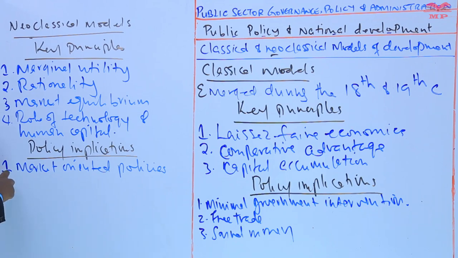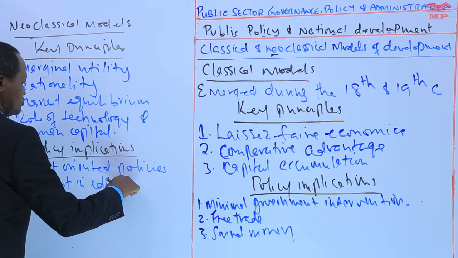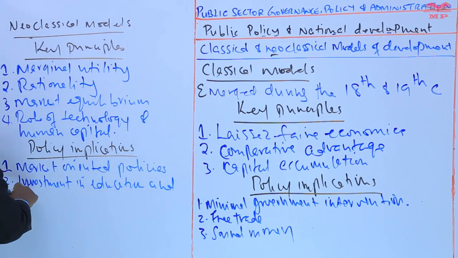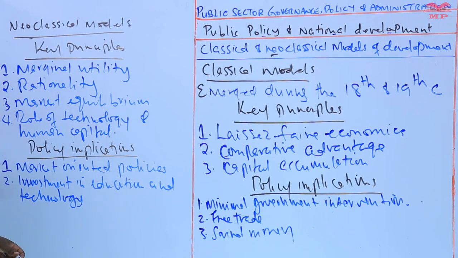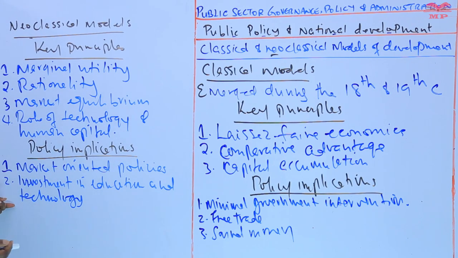Then the second implication is investment in education and technology. They emphasize the importance of investing in education and technological innovation to enhance human capital and promote long-term economic growth. That's the second implication of the neoclassical model.